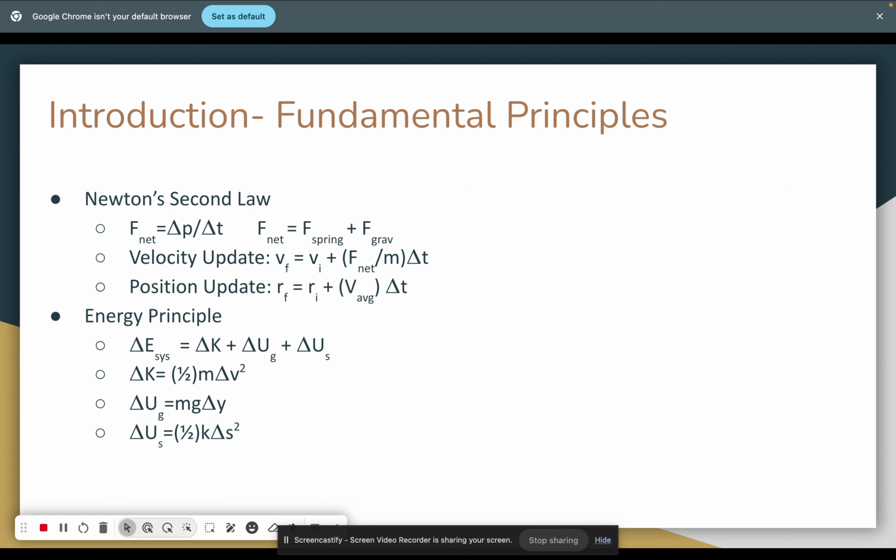The formula for the change in kinetic energy is 1/2 mass times the change in velocity squared. Change in gravitational potential energy is mass times gravity times the change in the y positions, not squared, just the change in y. And the change in the spring potential energy is 1/2 times the spring constant times the change in the spring length squared.